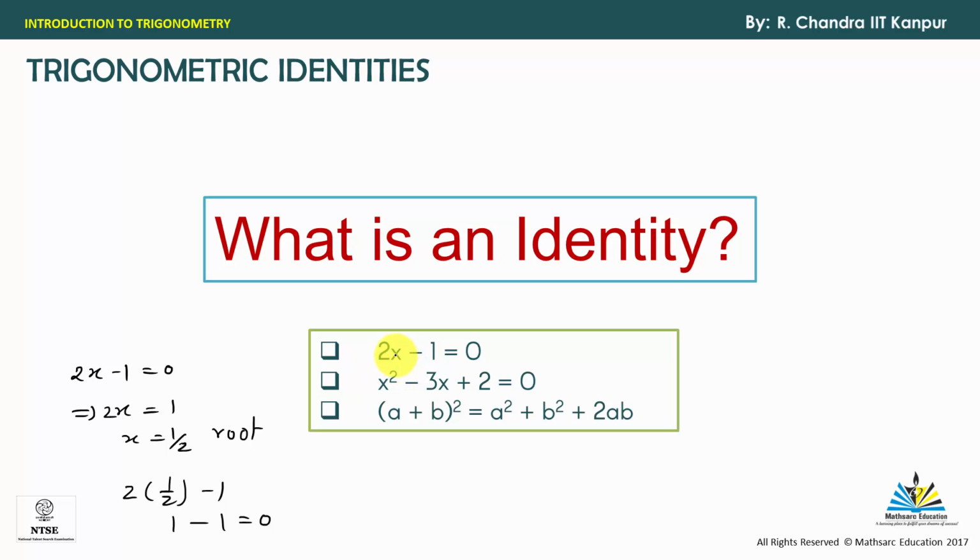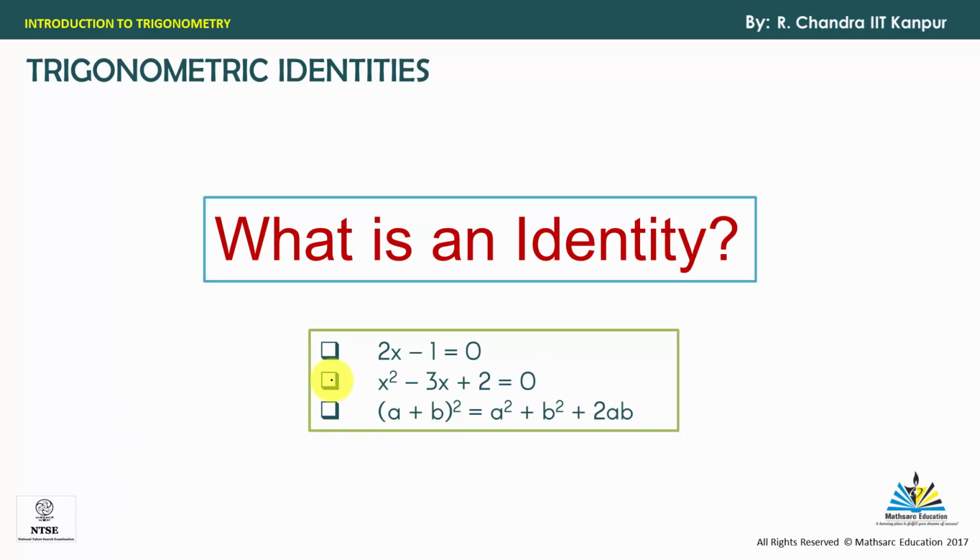If you put any other value apart from half, then it will not satisfy. Let's say if we put x equal to 1, then 2 into 1 minus 1, so 2 minus 1, that is 1, and that is not equal to 0. So other values of x will not satisfy. Hence the equation will have only one root, that is x equal to half.